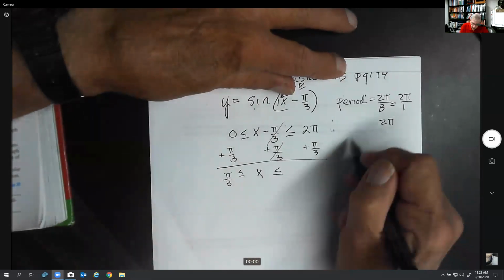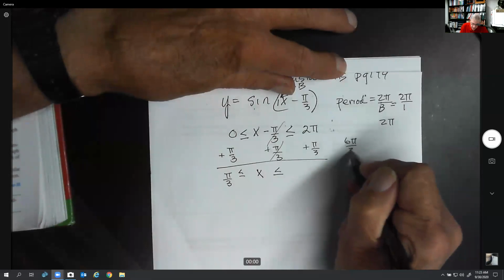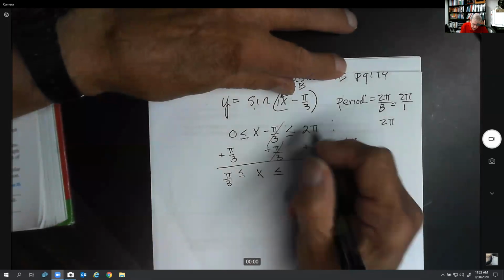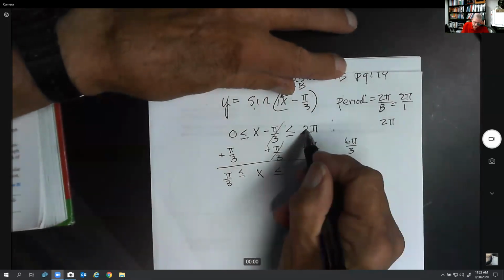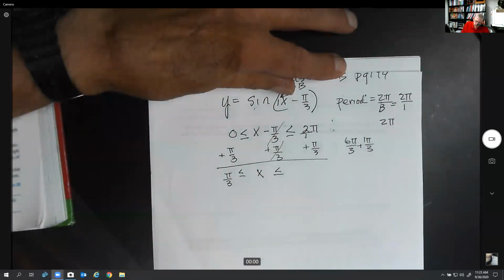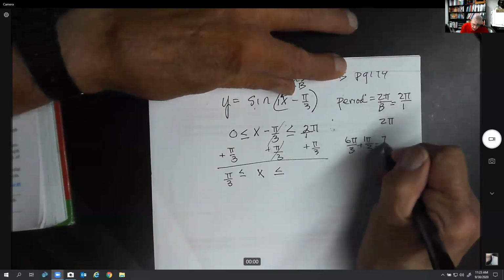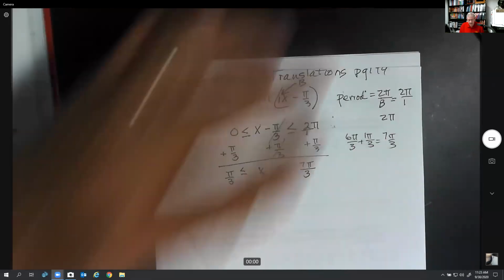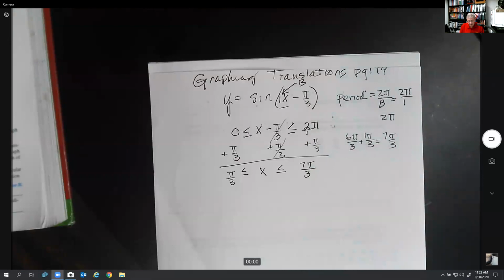Well, let's change 2 pi to 6 pi over 3. We multiply the top by 3 and then the bottom by 3. It's 2 over 1: 3 times 2, 3 times 1, plus the pi over 3. That gives me 7 pi over 3. So now we've got our divisions. It's going to go from pi over 3 to 7 pi over 3. It's like it's been scooted over, moved over from where it should normally start.